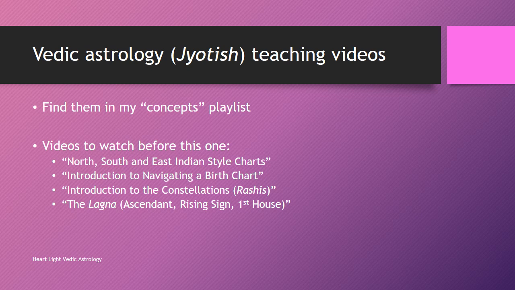They are one, the North, South, and East Indian style charts, so you can help navigate your way through this. I also have the Introduction to Navigating a Birth Chart, which also helps with general navigation. Also, Introduction to the Constellations or Rashis. That's going to be critical for knowing the rulerships of the different constellations, and the Lagna, also known as the Ascendant rising sign of first house, because that's how we orient all of our charts.